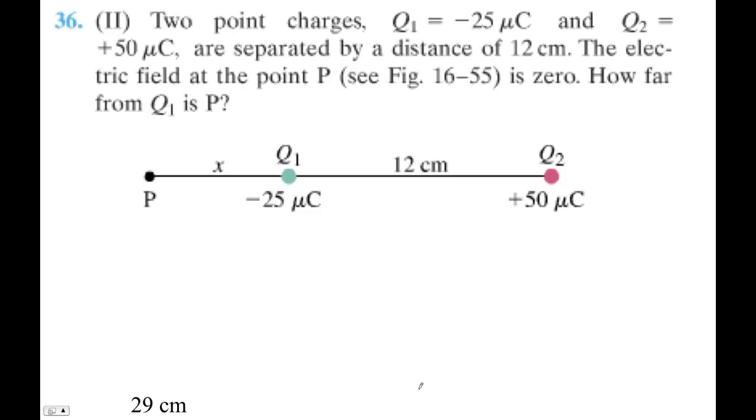Okay, so I think the setup, first off, is we're trying to find a place where there is zero electric field. Anywhere in between here, there's going to be an electric field. It couldn't be zero, because the charge at this point would be attracted to that one, repelled by that one, and there's no way for them to add to zero.